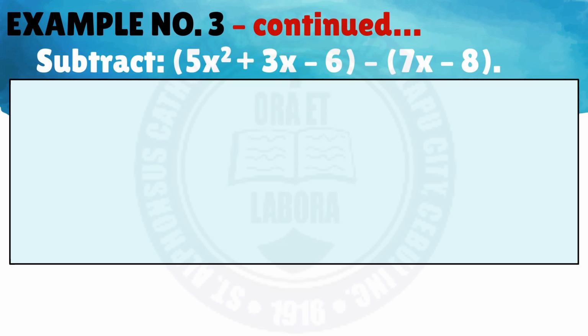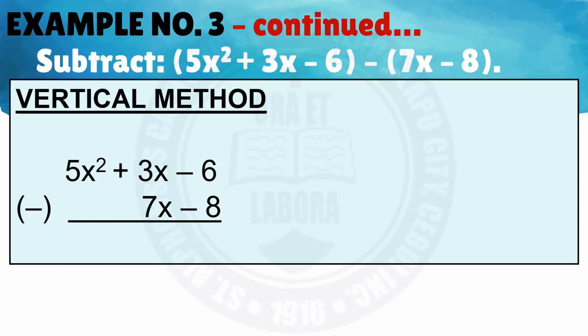So this time, we will use the vertical method in subtracting these given polynomials. First, arrange the polynomials in column form, and the similar terms should be aligned or in the same column.